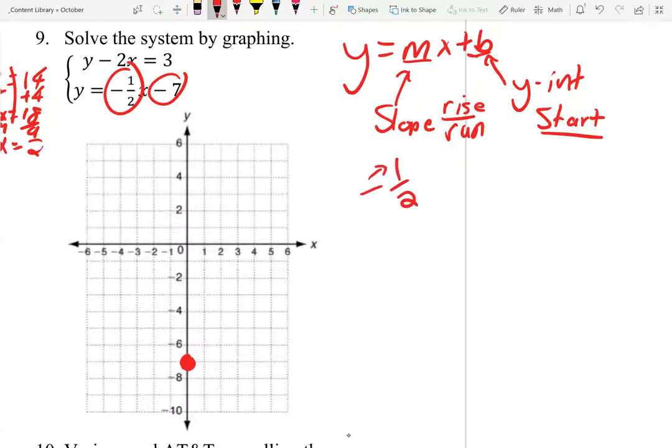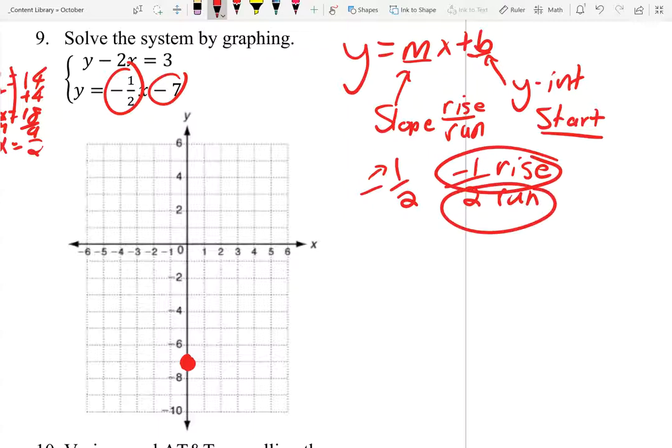Now what I like to do is I just apply the negative to the top number. You can apply it to the bottom if you wanted, but it's easier for me if I apply the negative to the top. So really think of this negative 1/2 as really negative 1 over 2. So our slope, remember, is rise over run. So it's telling us to rise negative 1 and then run 2. So from my starting point, we're going to follow these directions.